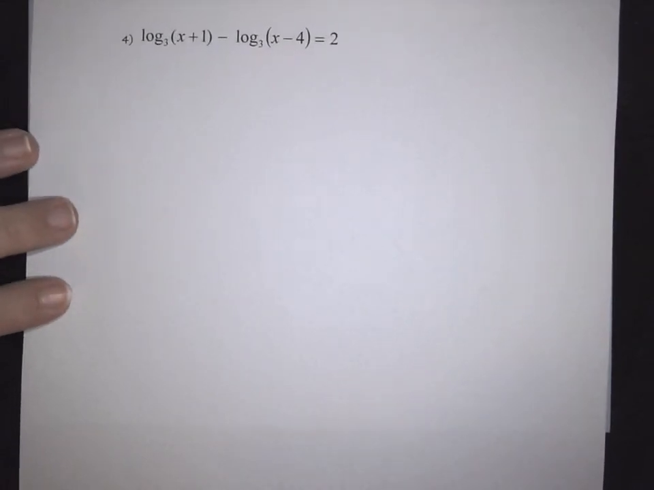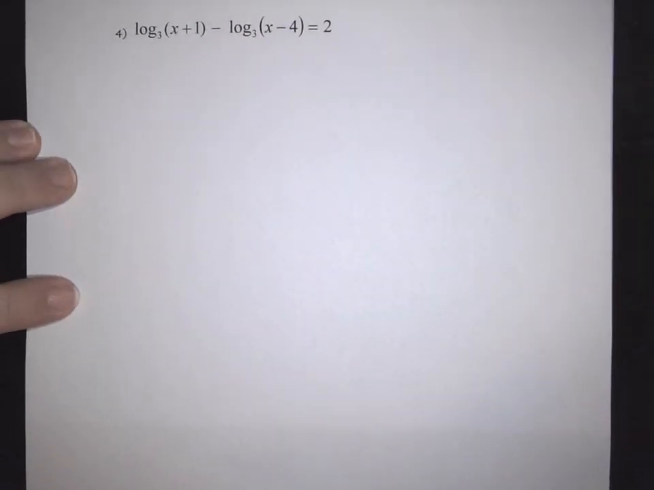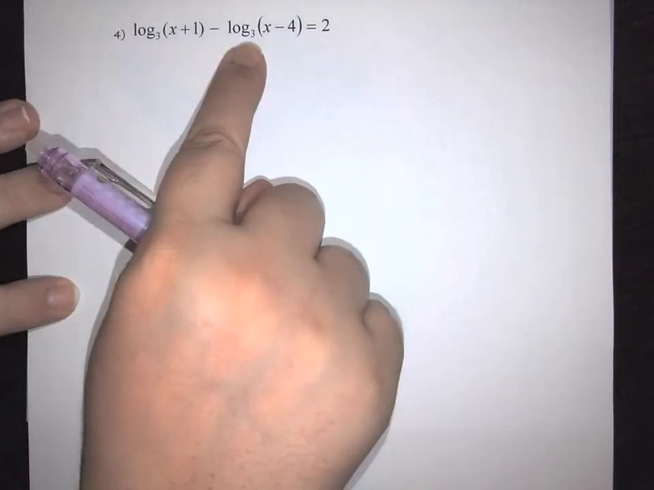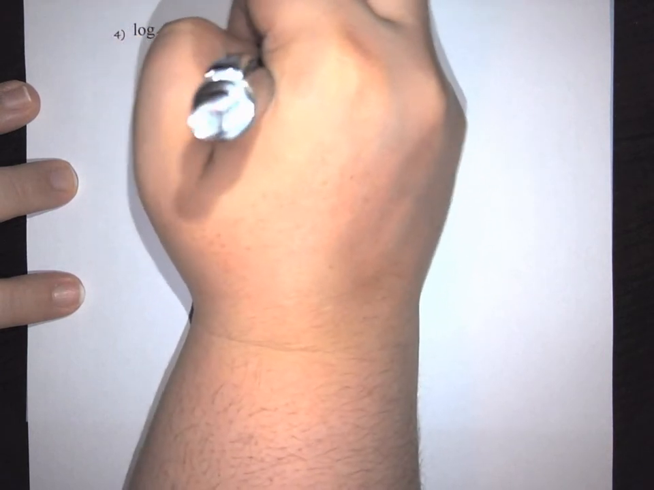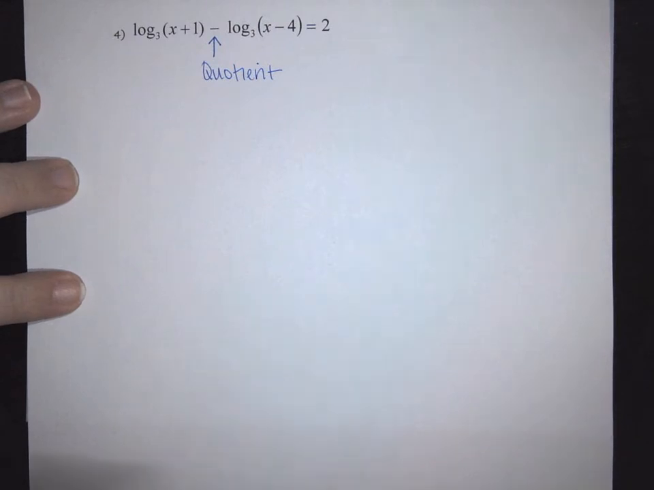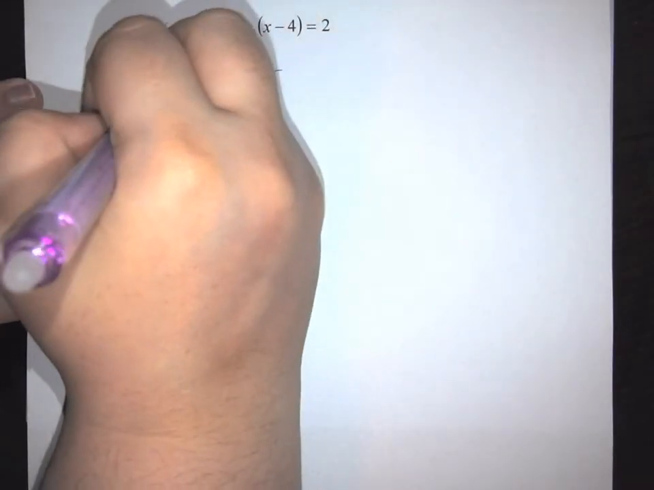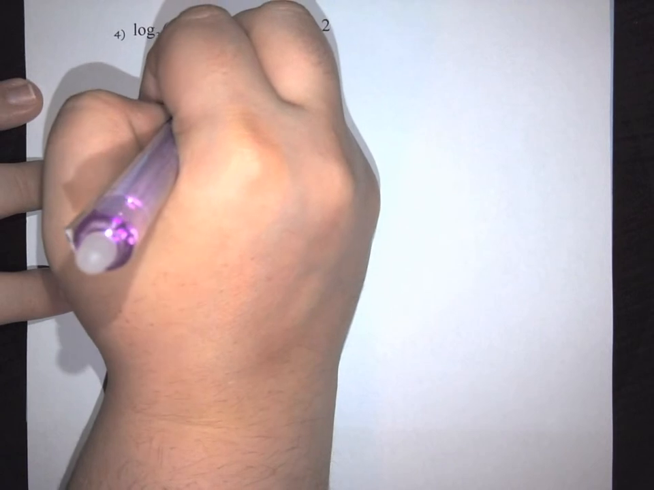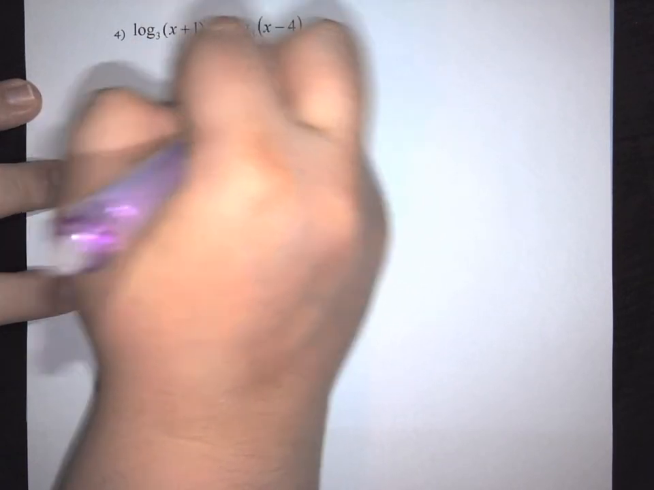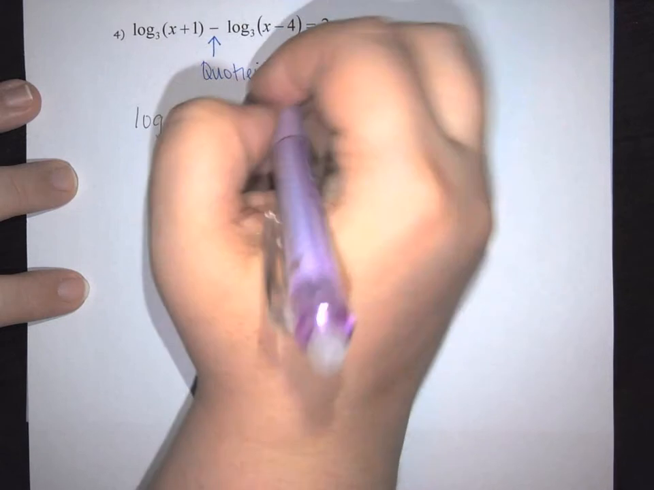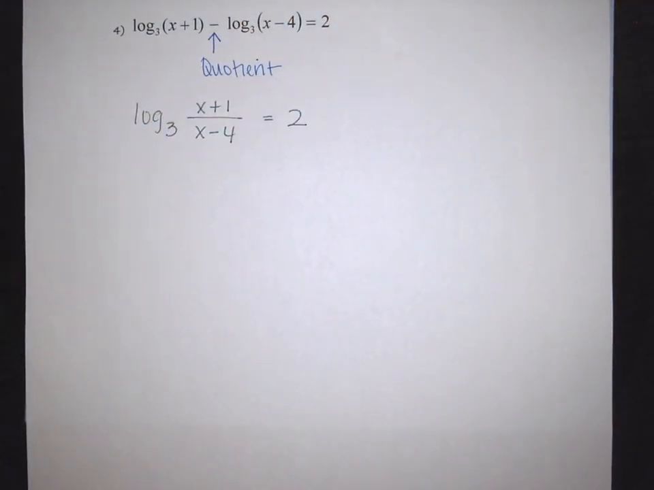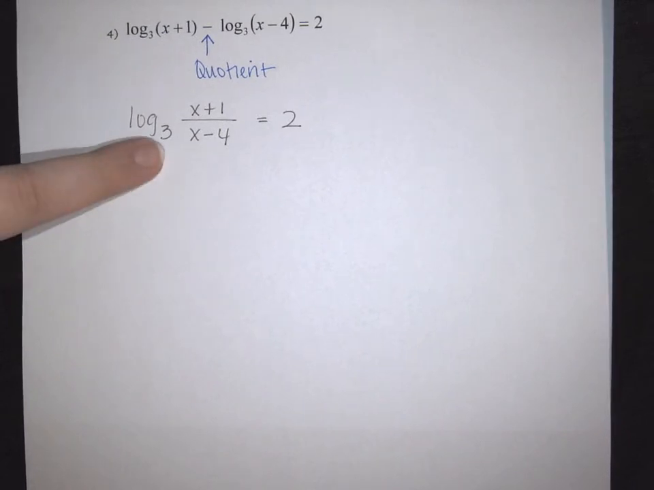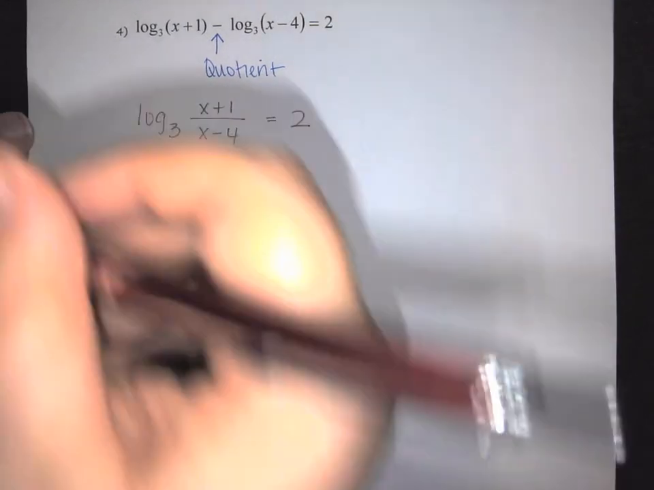All right, the last one that I want to look at is this one here. First and foremost, notice my bases are the same, and the first thing I see is that I have a quotient rule. The quotient rule says that I have to subtract. So this is going to become the log base 3 of (x plus 1) over (x minus 4), and this whole thing equals 2. Now, just like before, I have a single log on one side, so I'm going to look at its base and apply that rule.